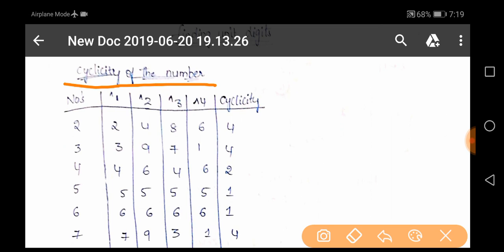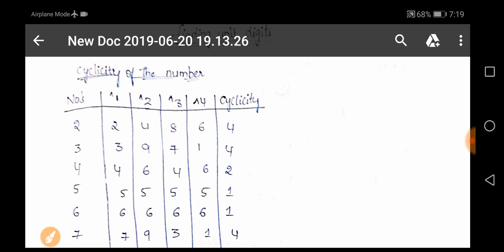So coming to finding unit digits, first of all, we should know about the cyclicity of a number. So what is the cyclicity of a number? It is nothing but repetition of unit digits. So let us take examples.